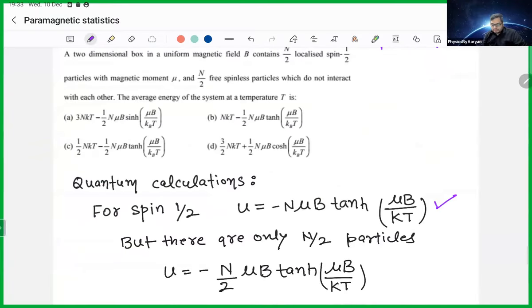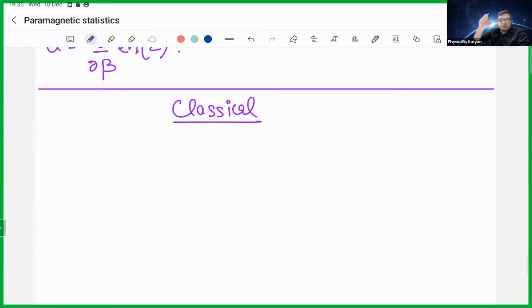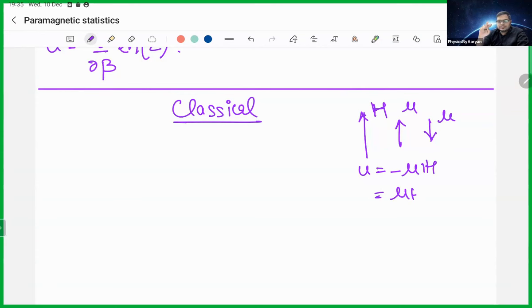So let's understand the classical system a little. How is a classical system different from a quantum system? What we did right now was a quantum system. Why was it a quantum system? Because I said that you have a magnetic field and your magnetic moment can either be spin up or spin down. Basically, discrete possibilities were there. If it is spin up, the energy is minus nu h, or plus nu h. So these were the discrete possibilities.